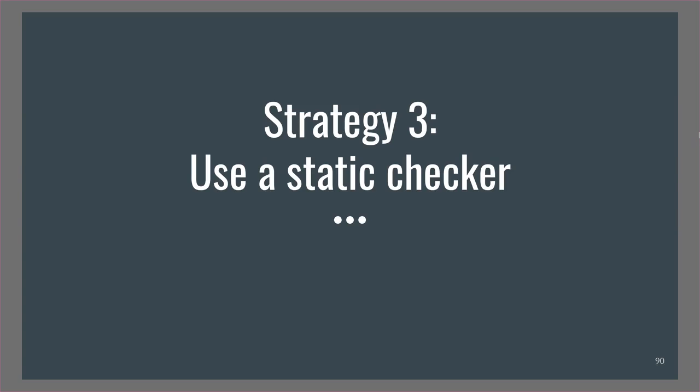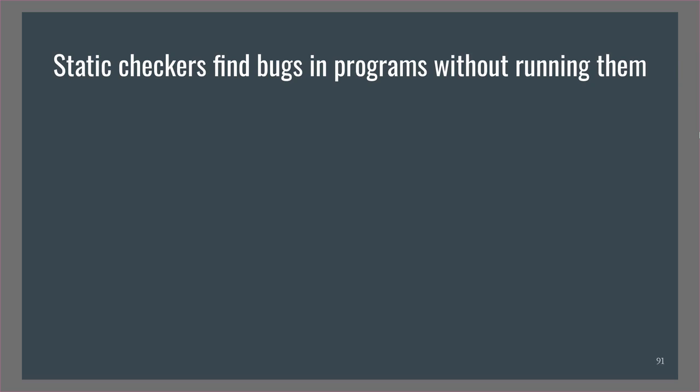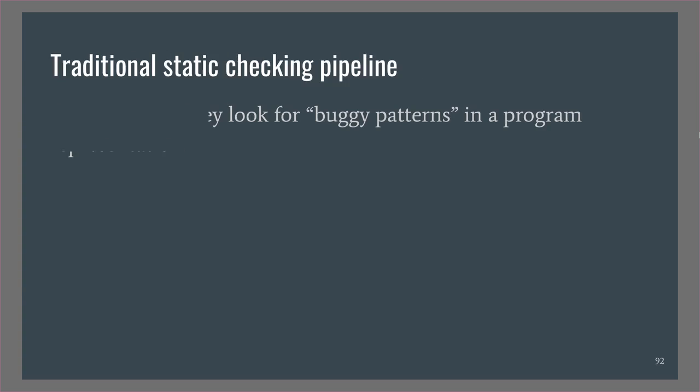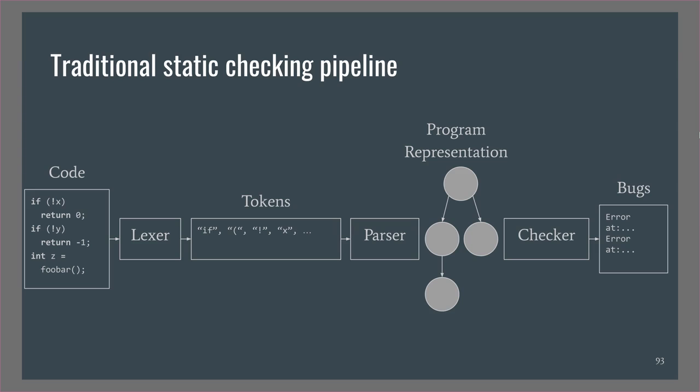We can also look for bugs without running the program, using something called a static checker. Conceptually, static checkers look for buggy patterns in source code. Traditional static checkers are part of the standard compilation pipeline. You give the compiler a source file, and it lexes and parses this file into a program representation like an abstract syntax tree, or AST. Then the checker examines the AST for errors.